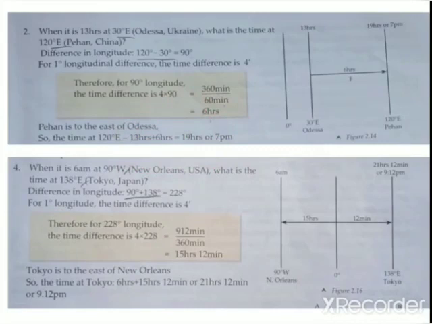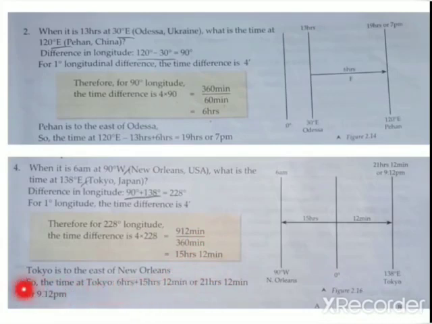Next example. When it is 6 a.m. at 90 degree west, what is the time at 138 degree east? First let's find out the difference of longitude, that is 90 degree plus 138 degree. Why have we added here? In the previous example we subtracted because both were in the same hemisphere. Here the hemispheres are different, western hemisphere and eastern hemisphere, so we have to add. When both are in the same hemisphere, you subtract. 90 plus 138 becomes 228. To find the time difference, 228 into 4 becomes 912 minutes, which converts to 15 hours 12 minutes.